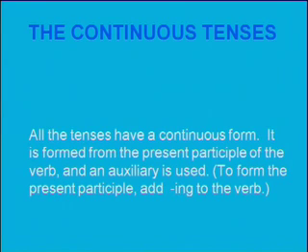All the tenses have a continuous form. It is formed from the present participle of the verb and an auxiliary is used. To form the present participle, add ing to the verb. So let's sum that up.